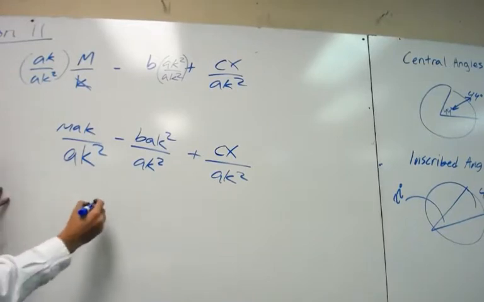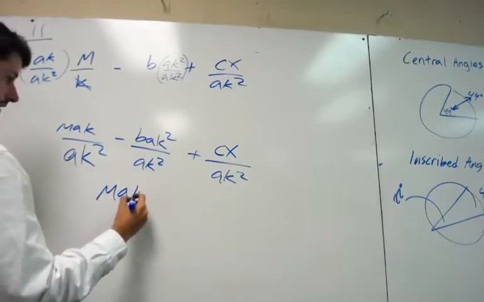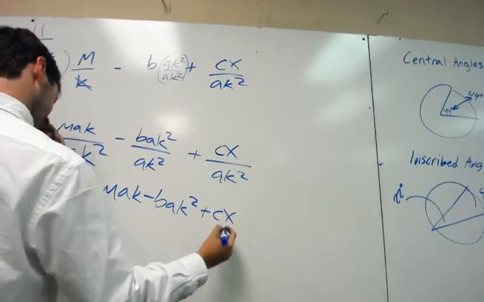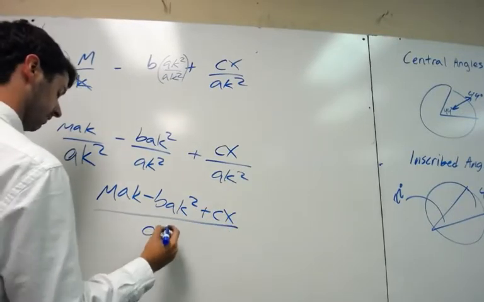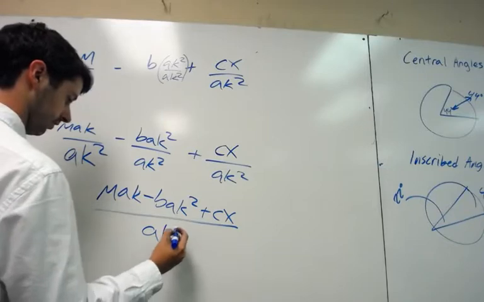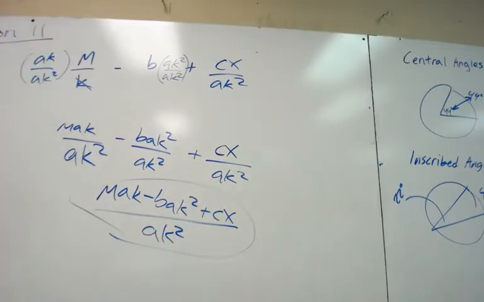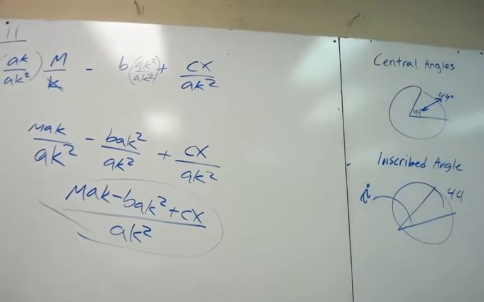And now you just simplify: m ak minus bak squared all over your denominator ak squared. There's your answer. So that's how you add fractions, get the common denominator.